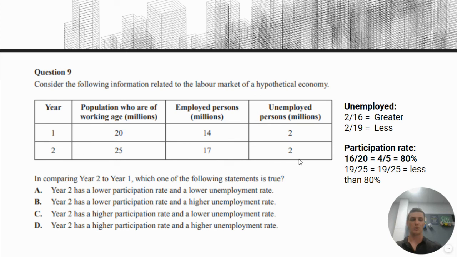When we look at year 2, it's the same thing, but it's 19 divided by 25. Now, I don't know how good your maths is, but you don't have a calculator, and I can't work that fraction out. But what we can do is use a little mind trick and think, well, if we added 1 to the 19 here, that would be 20 divided by 25, which would be 80%. But because it's 19, it's going to be less than 80%.